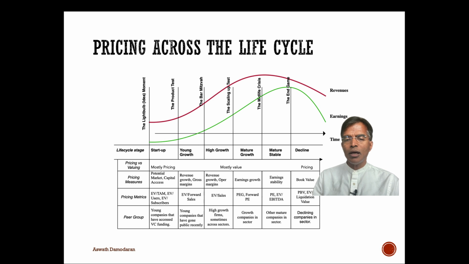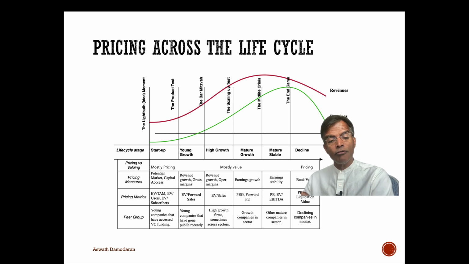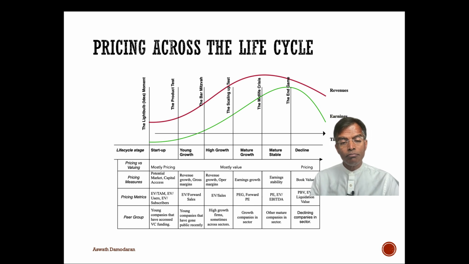As companies come into young growth, you're going to see more revenues, but probably forward revenues. Why forward revenues? Because even though you're starting to make revenues, those revenues are small right now, but they can become much bigger in 2 or 3 or 4 years. So you're going to see a lot of revenue multiples using forward revenues. And the peer group is going to be other young companies like yours, which have gone public maybe recently.